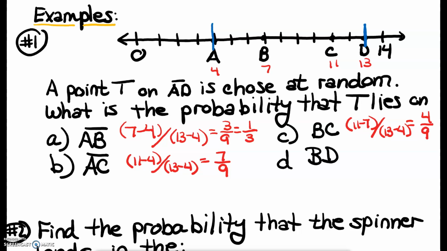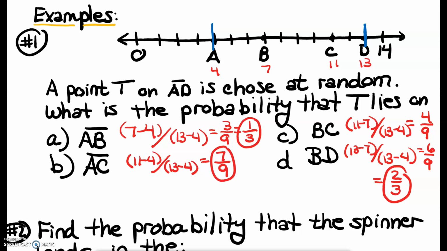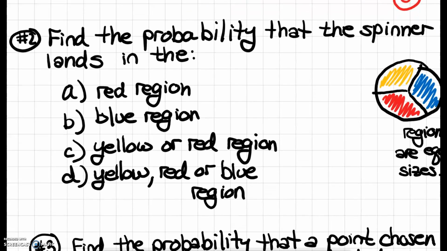And then how about BD? The length of BD is going to be 13 minus 7, and then the total length of AD is going to be 13 minus 4. So we're going to get 6 over 9, which is equivalent to 2/3. So you should always reduce your fractions when you're done. All right, let's move on to shaded regions.